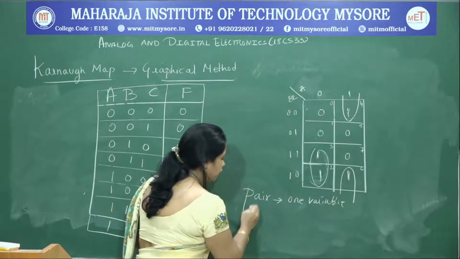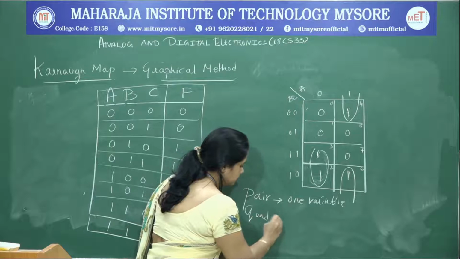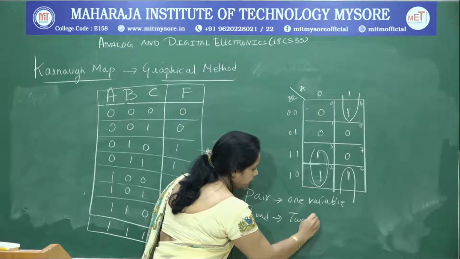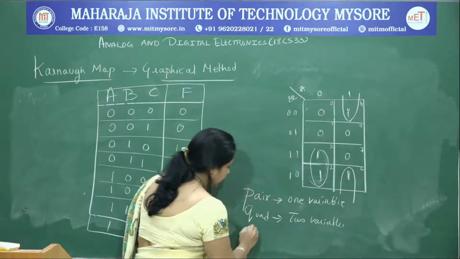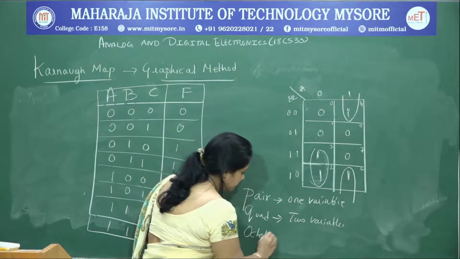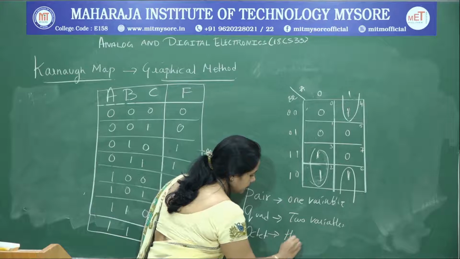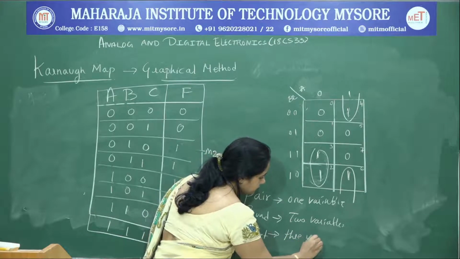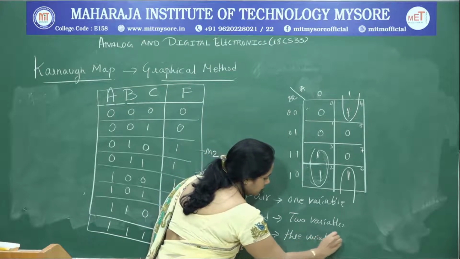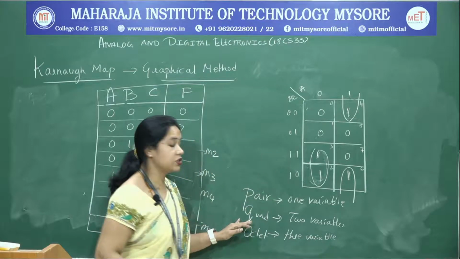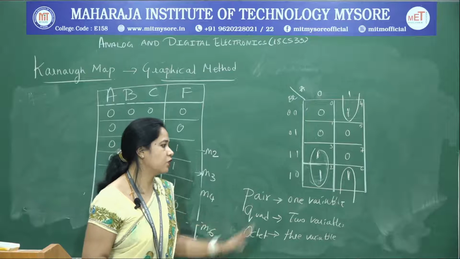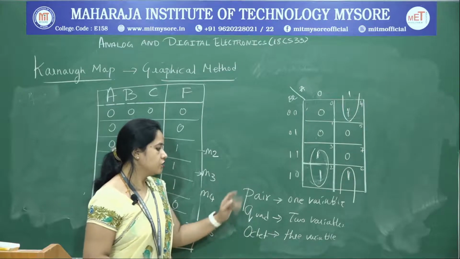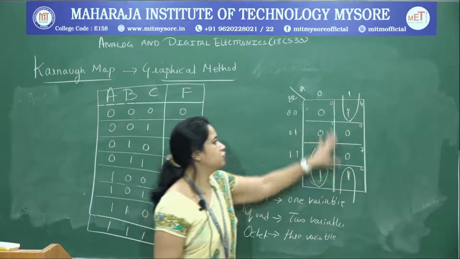Similarly, if I form a quad, 2 variables are eliminated. On the other hand, if I form an octet, we tend to eliminate 3 variables. So, that is why I asked you to look for a larger group. Here we do not have any provision to form a quad or an octet. So, what we do, we end up getting 2 pairs.